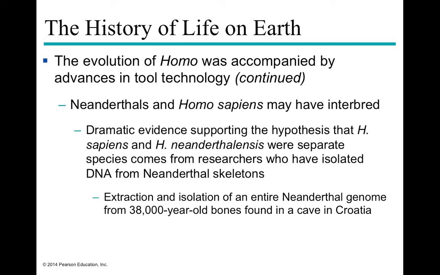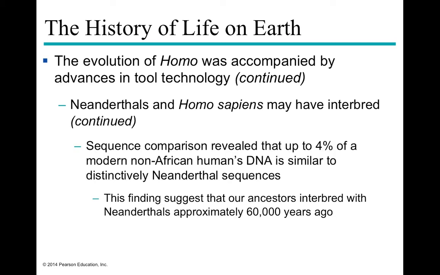We also know that Homo sapiens and Neanderthals were entirely different species, and we know that from the DNA from their records. They were able to extract DNA and create an entire Neanderthal genome from bones found in a cave in Croatia, and comparison of that back to the Homo sapien lines demonstrated that they are entirely different species. But the sequence comparison demonstrated that 4% of non-African humans' DNA is similar to distinctly Neanderthal sequences, suggesting that there was interbreeding of Neanderthals and Homo sapiens as recently as approximately 60,000 years ago.